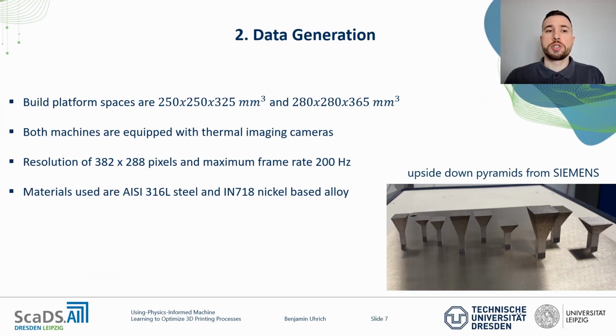So Siemens uses two different 3D printing machines with two different platform spaces. Both machines are equipped with thermal imaging cameras. The cameras have a resolution of 382 by 288 pixels and maximum frame rates of 200 Hz. Materials used are IC360L, a stainless steel, and Inconel 718, a nickel-based alloy. On the right side, you can see printed prototypes in form of upside-down pyramids from Siemens.